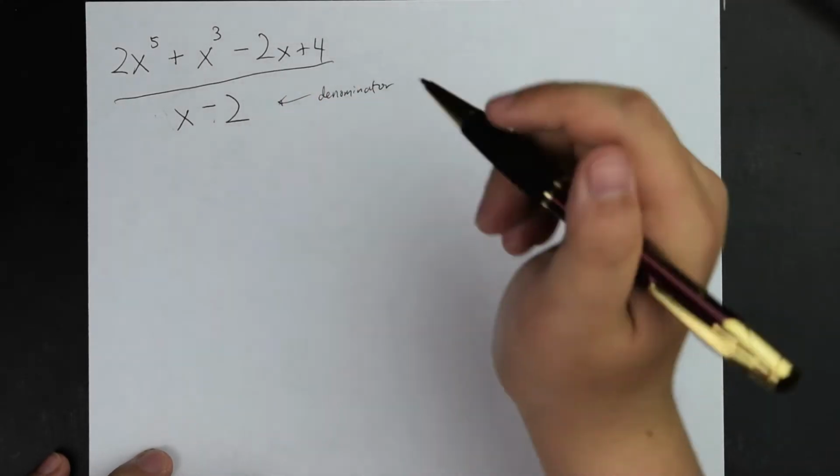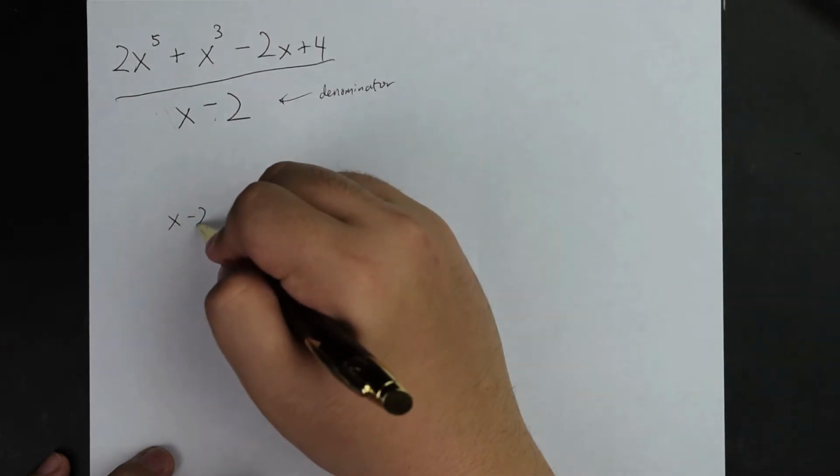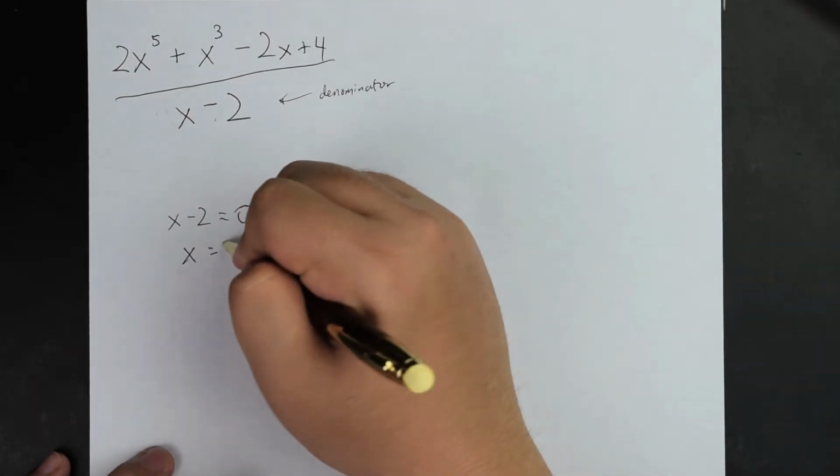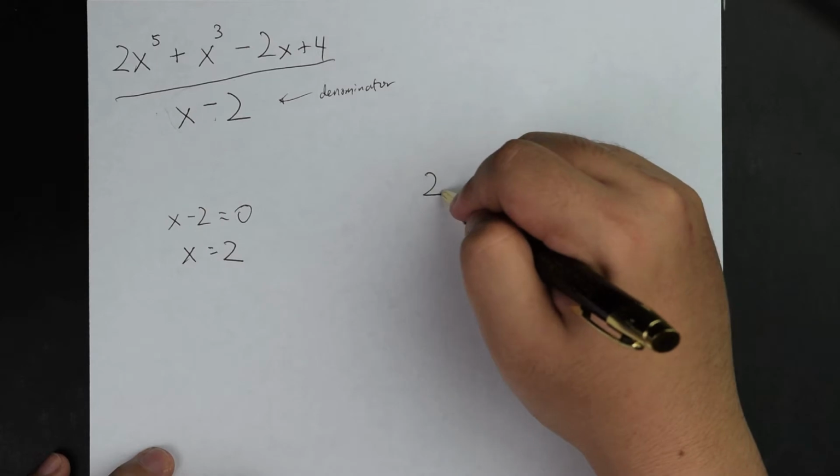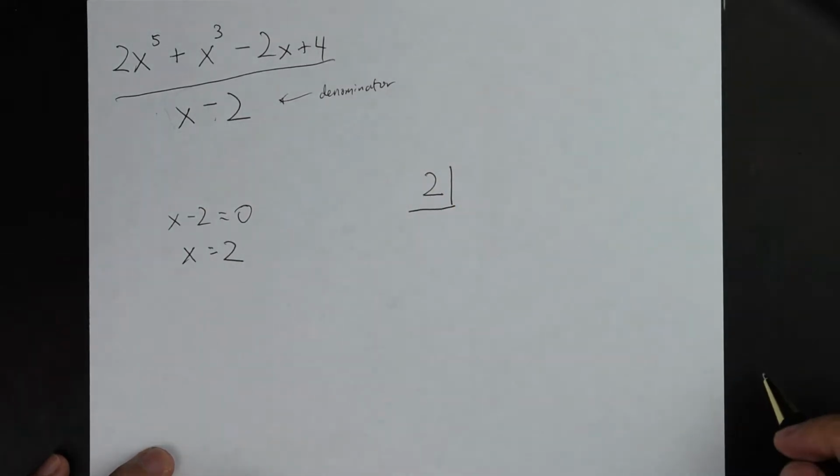So I'm going to go ahead and make x minus 2 equal to 0. X minus 2 equal to 0, so x is going to equal 2. And I'm going to go ahead and create that box system, the 2 box.